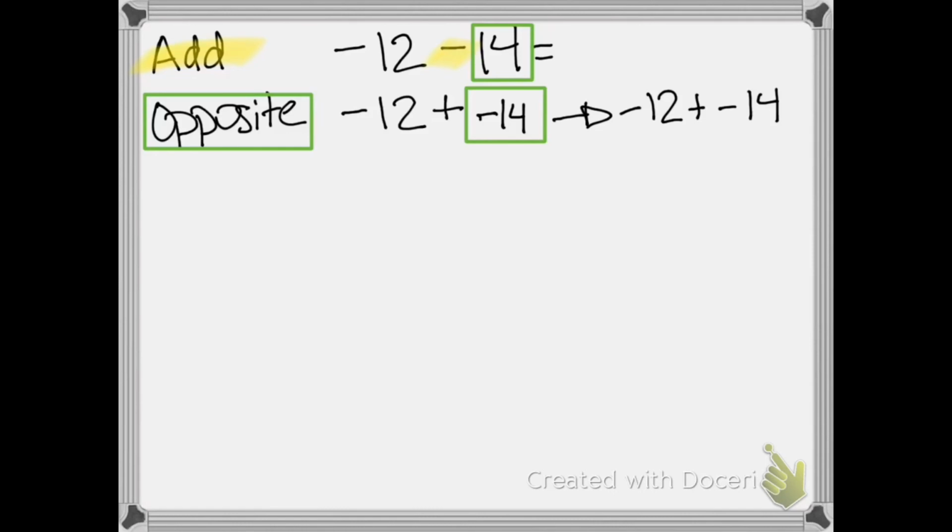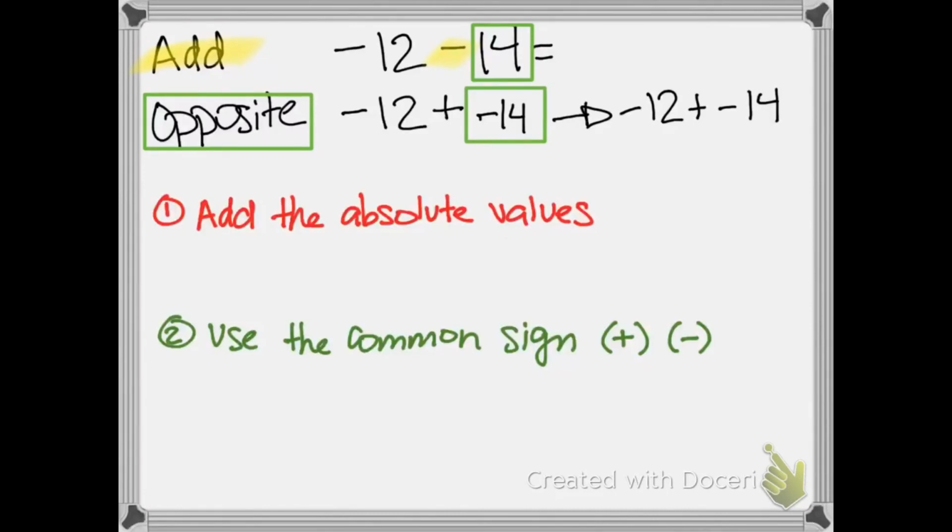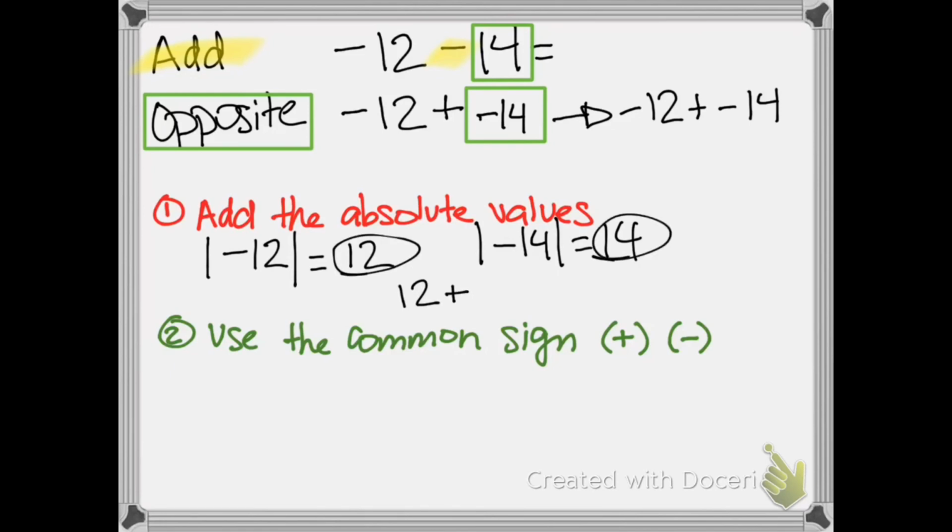And now I see that I am trying to add two integers with the same sign. And these are the two steps that I need to follow in order to add integers that have the same sign. So the first thing I need to do is add the absolute values. So the absolute value of negative 12 is 12. The absolute value of negative 14 is 14. If I add those absolute values together, I get 26.